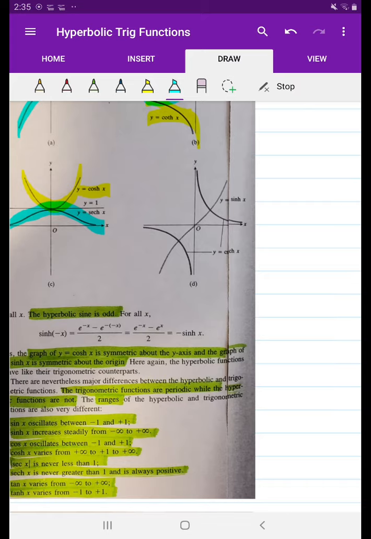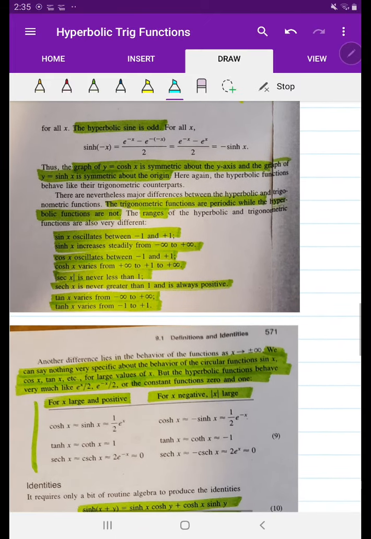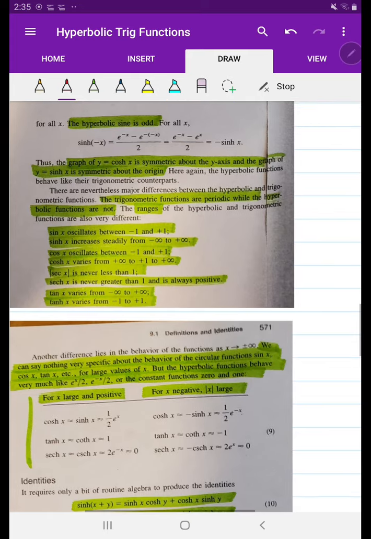And then we can compare y equals sinh x to y equals csch x, which is the reciprocal of that. Okay, so, and here's kind of the explanation why the sinh function is odd, right? If you do sinh of negative x and plug negative x in and work through that, you're going to end up getting negative sinh x, okay?